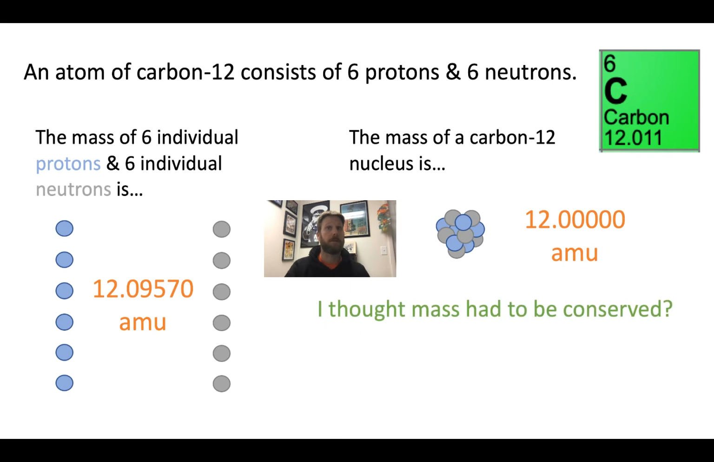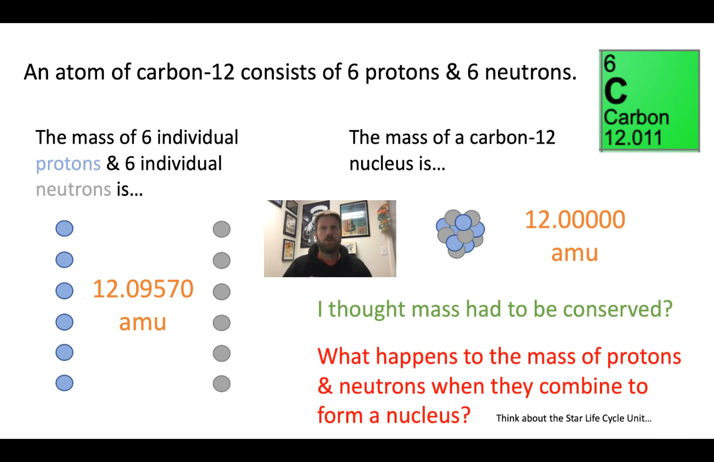Okay, well, the mass of a carbon-12 nucleus, composed of 6 protons and 6 neutrons, is 12 atomic mass units. That is odd. I thought mass had to be conserved. Isn't there the law of conservation of mass? And science laws can't be broken. Where did that mass go?